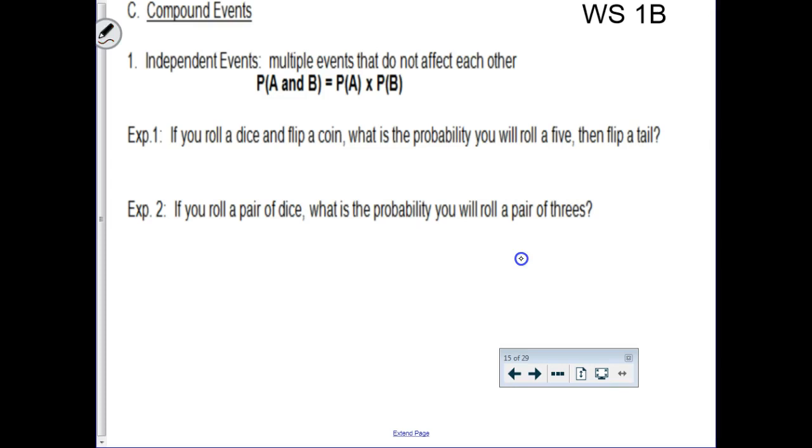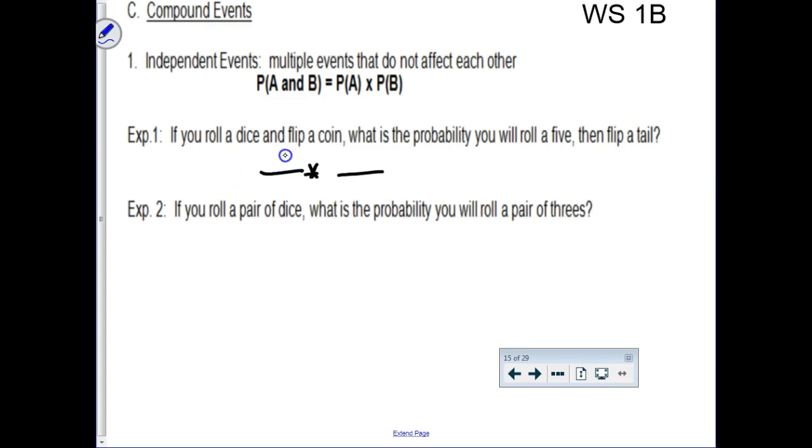Okay, compound events. So more than one thing is happening. The idea is you multiply them together. Now, we're going to get into trouble when these compound events are not independent from one another. So if they're independent, who cares? Just multiply them together. For instance, if we're rolling a dice and we're flipping a coin, it has no impact on the other event. So what's the probability that you will roll a 5, and then we're going to flip tails on a coin? So let's start with the dice.